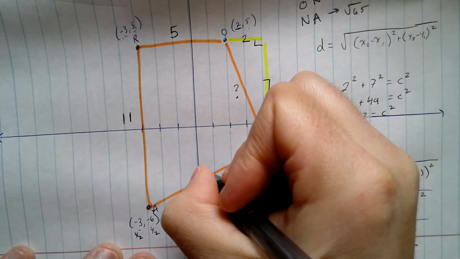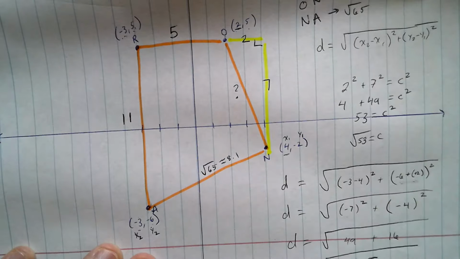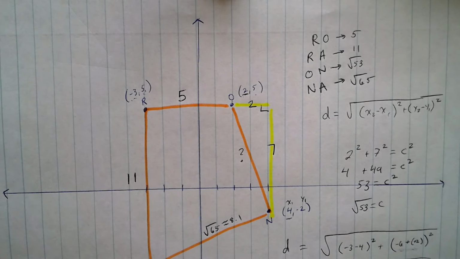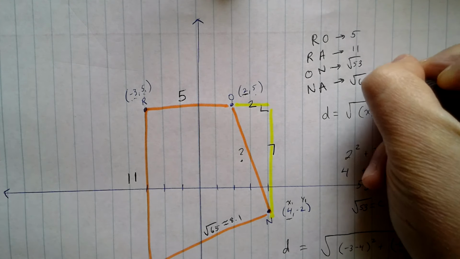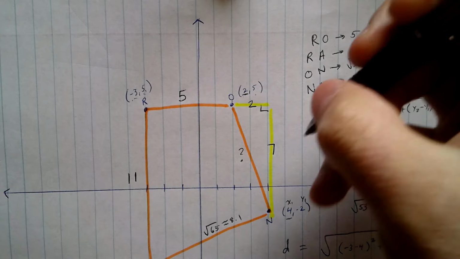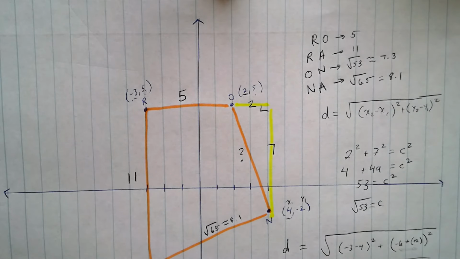So this, again, is the square root of 65, which is about 8.1. Actually, I think we did this one in yesterday's lesson. Just for argument's sake, I'm going to do the square root of 53 on my calculator. 53, square root of that, reminder, it's the same as raising it to the half power, is 7.3. This is rounded to the nearest tenth.